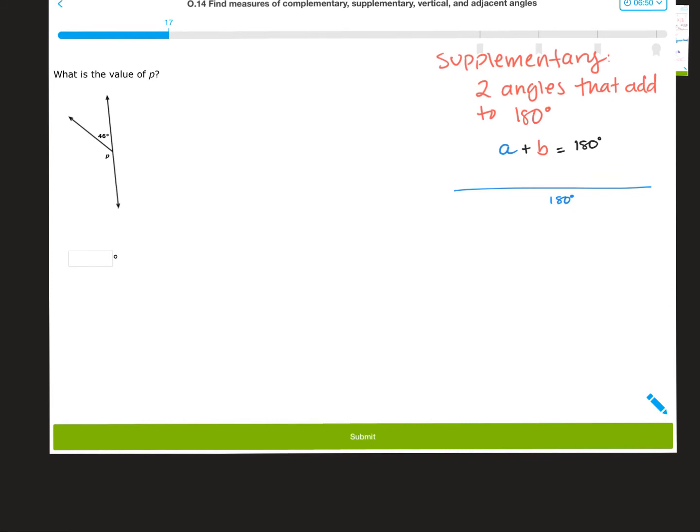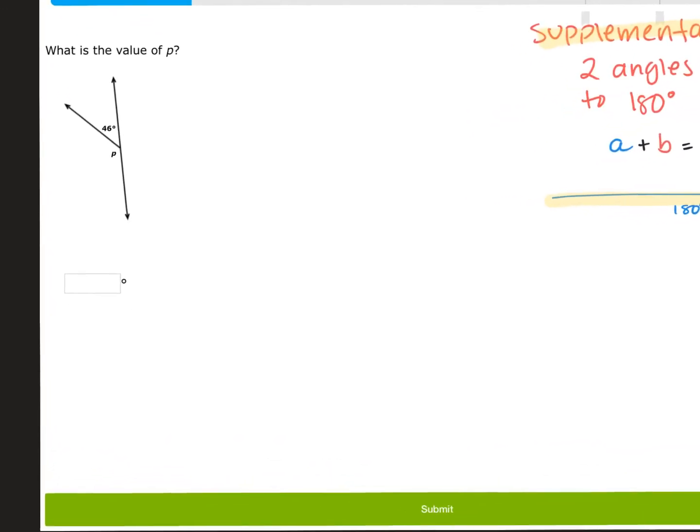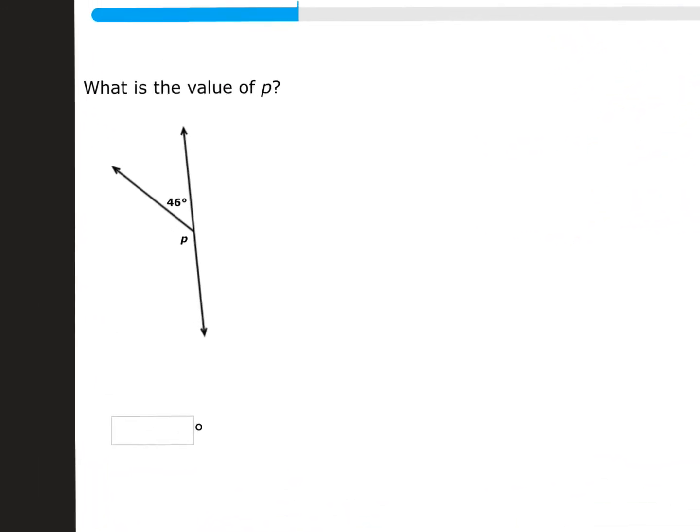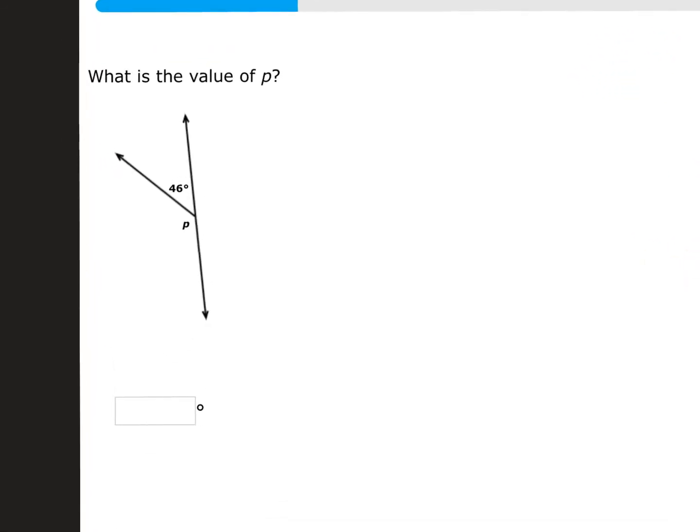So supplementary, again, just gonna keep reminding you, it's two angles that add up to 180. 180 looks like this, a straight line. So now let's go to a problem here. What is the value of P? So check this out. Do you see this straight line right here? Well, that's a hint that that equals 180 degrees.